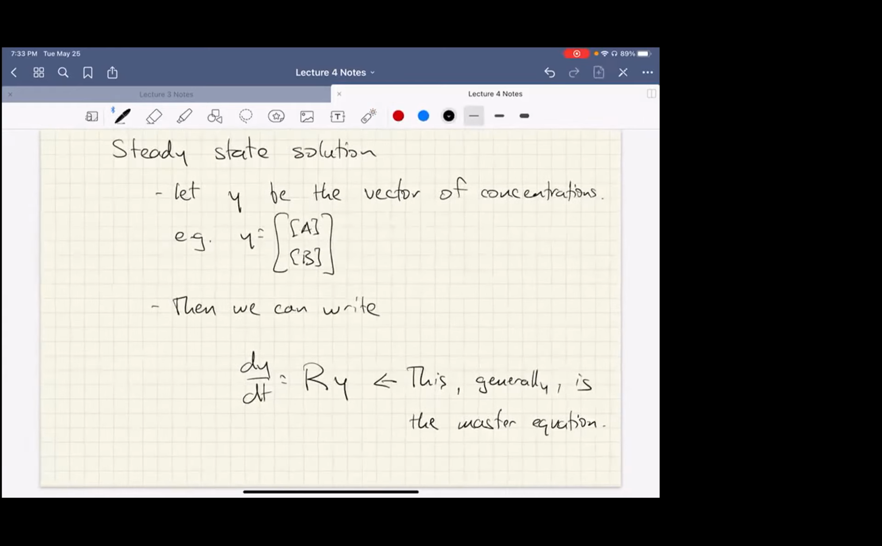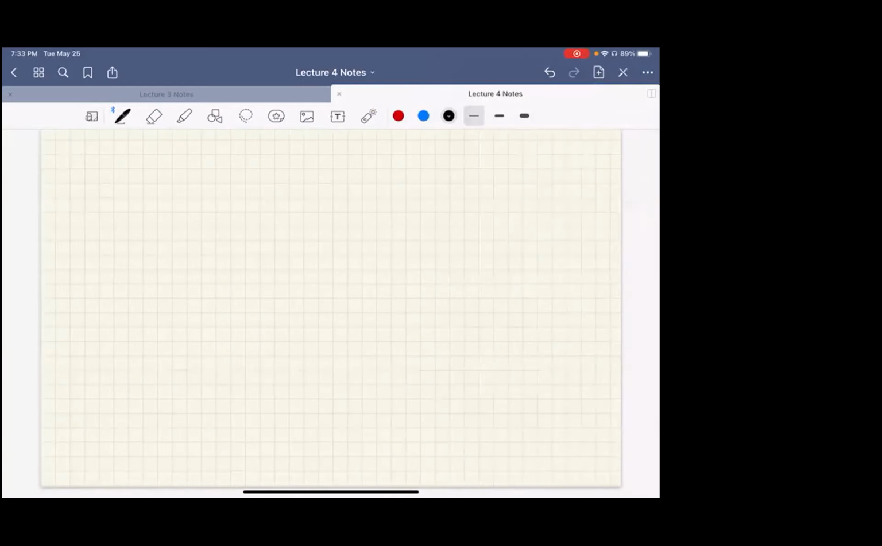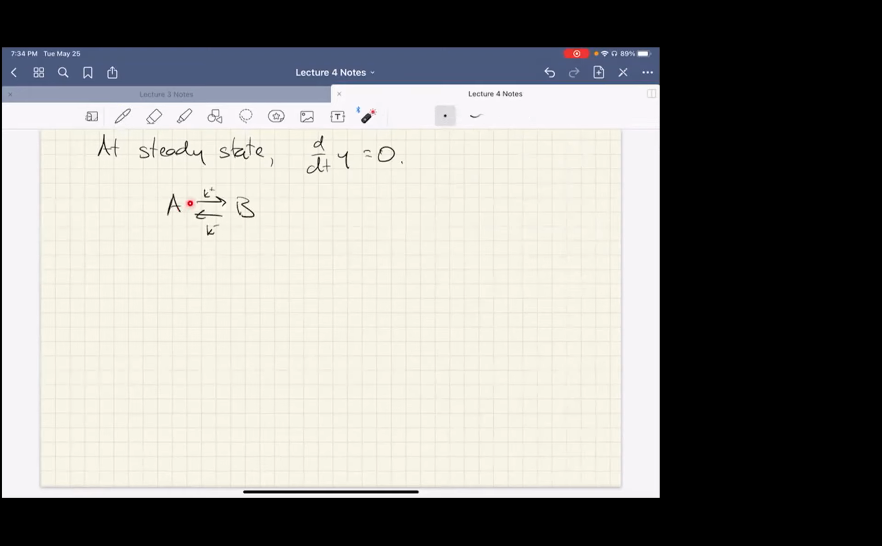So at steady state, the change in concentrations is 0. So at steady state, everything is stationary. Everything is in its final form. If you think about the reaction, what this means is that it's in balance. Some A is being transformed into B at the same rate that the B is being transformed into A.